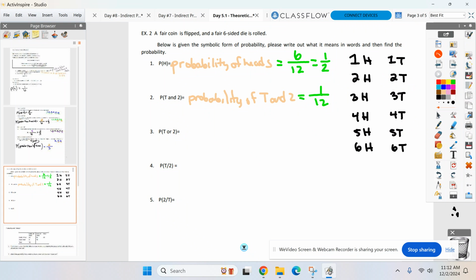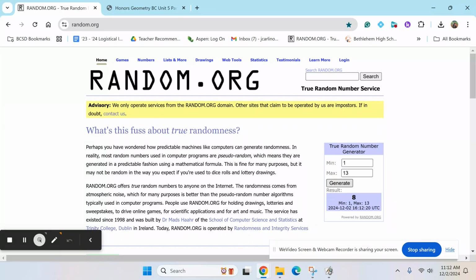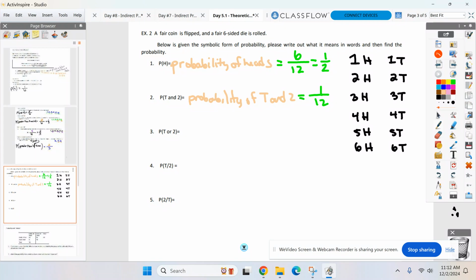Much different answer for number 3. What am I asking for 3 now? Felicia, what am I asking for number 3? Or a 2 now. So it could be a tail or a 2, but we don't count anything twice.